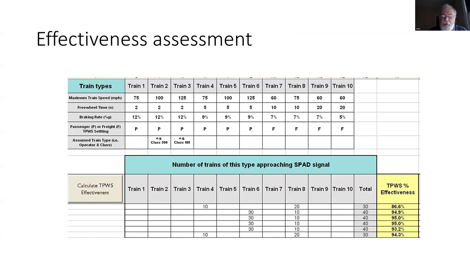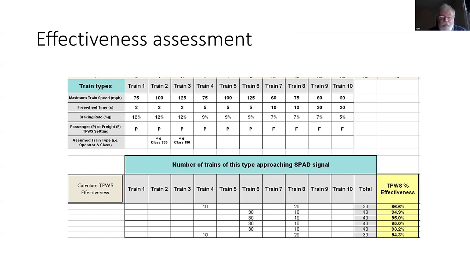And that was what a tool produced by RSSB was designed to do. It allowed one to put in details of different types of trains. You could put in details of the TPWS installation. You could put in how many of each type of train would approach the signal, and it would calculate for you for each signal the effectiveness of the TPWS based on that train service.